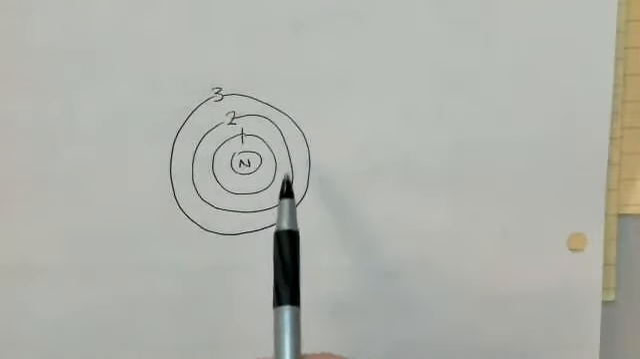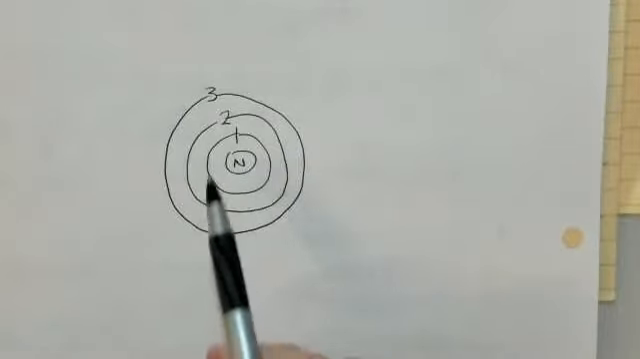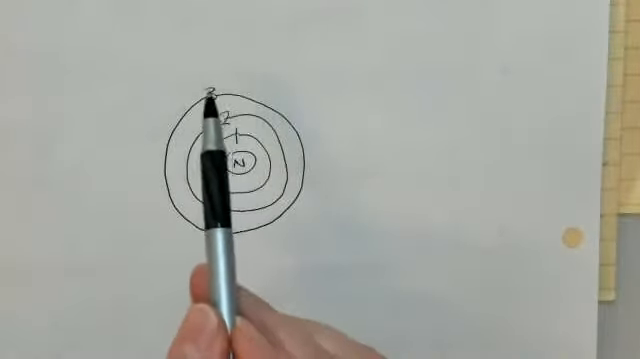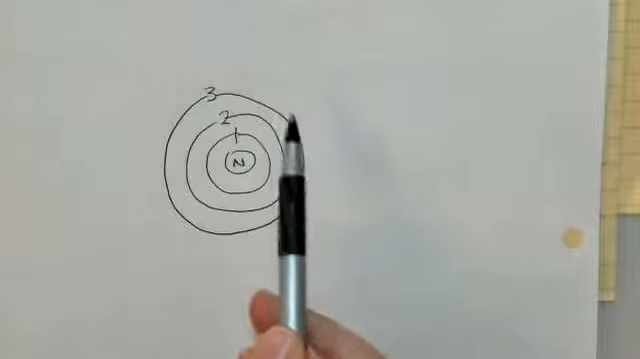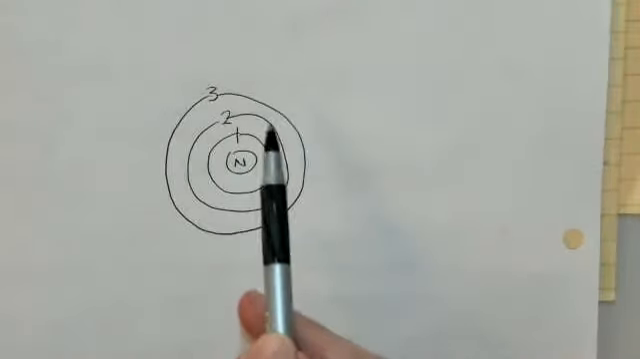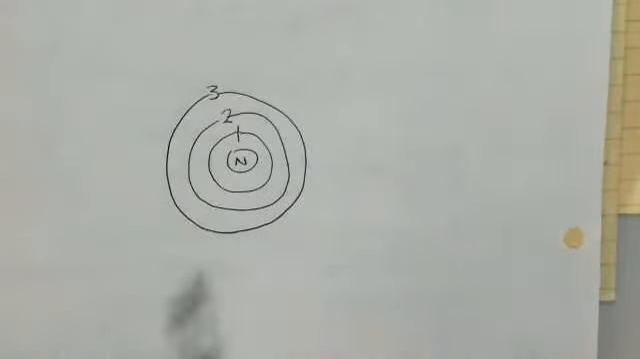So yes, there's an energy associated with being in the second shell, but not the same as being in the first. And same with the third shell. There's an energy associated with being in the third shell, but not as good as the second and not as good as the first. So there's these energies of each discrete space.